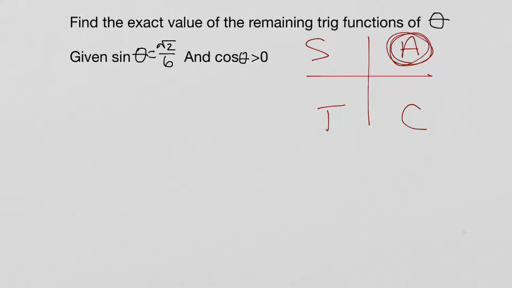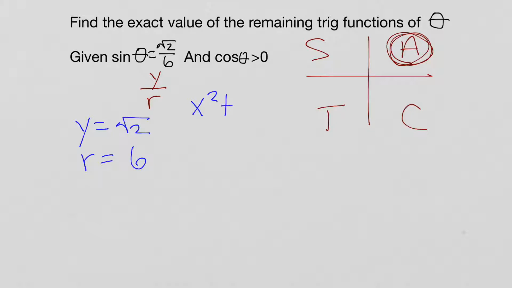What we want to look at now is what we're given in terms of sine of theta. Sine, we learned, is y over r. So it gave us a y value and an r value. This means that y equals square root 2, and it's positive in quadrant 1. R is equal to 6, which is always positive. So we need to figure out what x is.